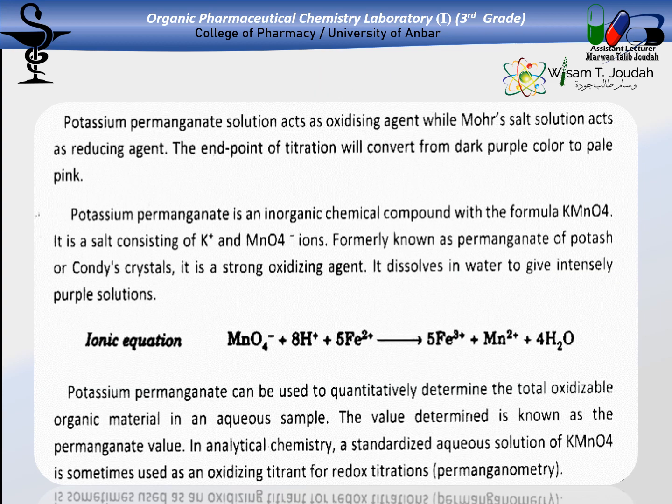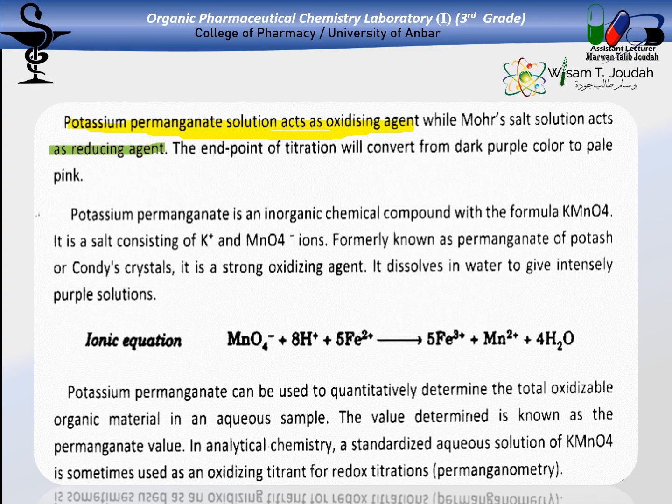So now potassium permanganate solution acts as an oxidizing agent. So this is really important. So the redox reaction will take place when potassium permanganate and Mohr salt combine together, and one of them will act as an oxidizing agent, which is potassium permanganate, and Mohr salt will be acting as a reducing agent. So the end point will be determined by the color changing. It will change from dark purple color to pale pink.